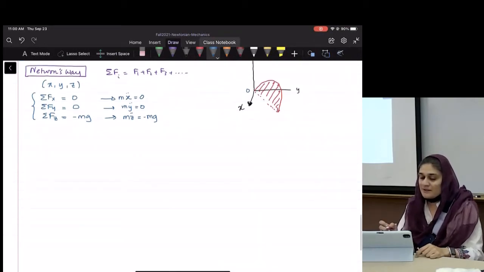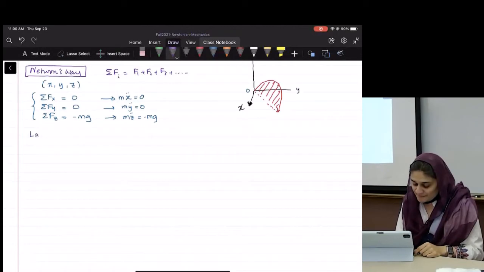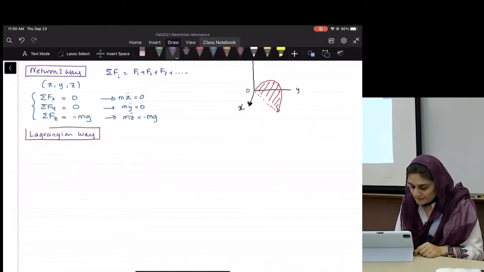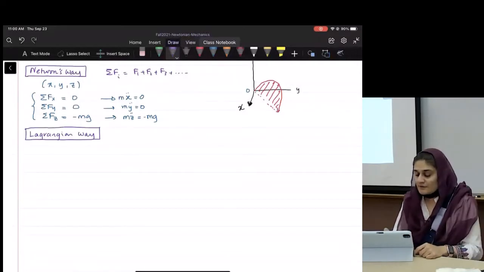Now let's do it the Lagrange way. This is going to get interesting. Again, what's step one for Lagrangian, guys? Right. You can write it. What do you write it as?